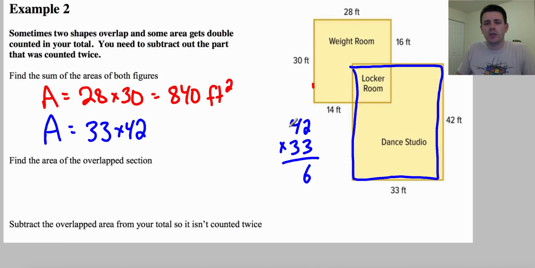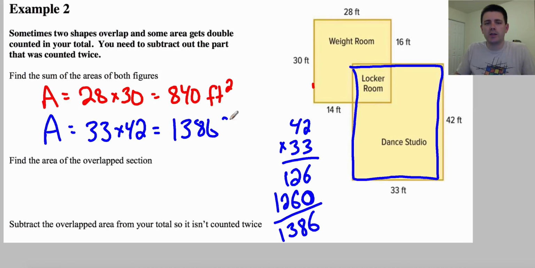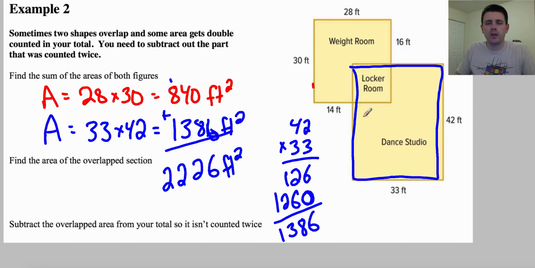3 times 2 is 6. 3 times 4 is 12. Start with the 0 for the second row. 3 times 2 is 6. 4 times 3 is 12. Add it all together. And I get 1,386 square feet. Now, if I were to add those two together, I would get 2,226 square feet. That's the area of those two combined together.